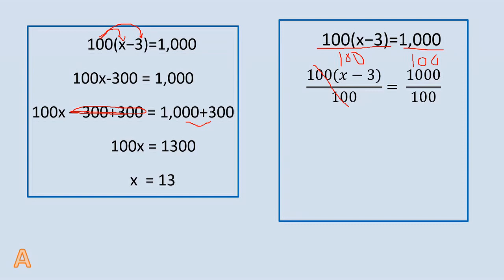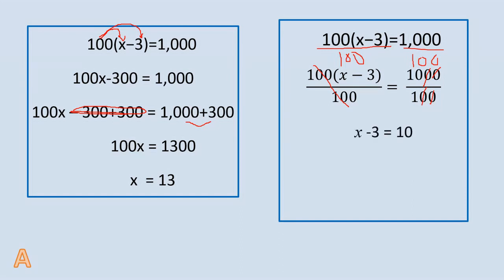And we're left with 1x minus 3 equals, and 1,000 divided by 100 is going to give you what? That's right, 10. And an easy way to show that would be, okay, I cross out a 0 here, I can cross out a 0 here, and then 10 divided by 1 is 10. So that's how x minus 3 equals 10.